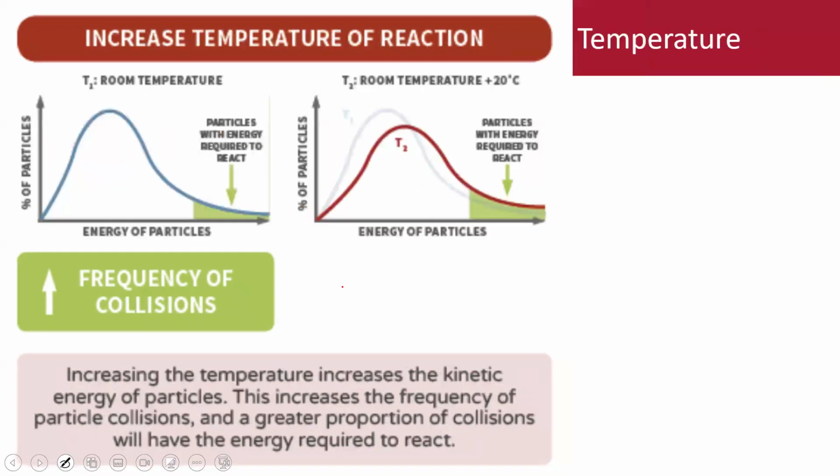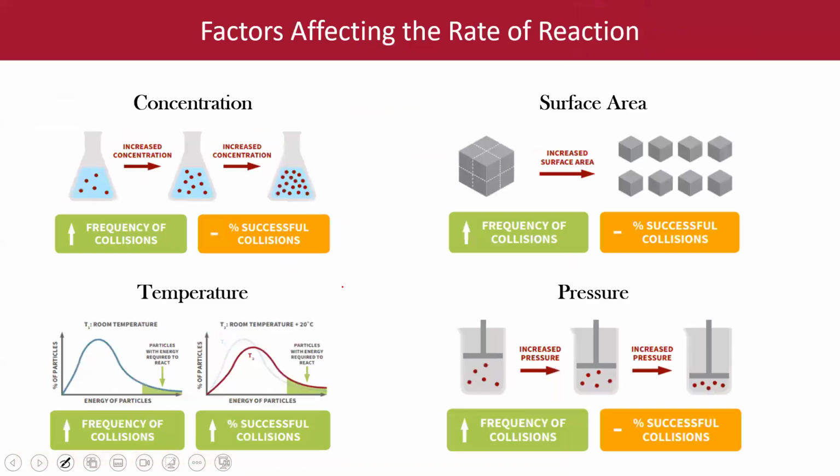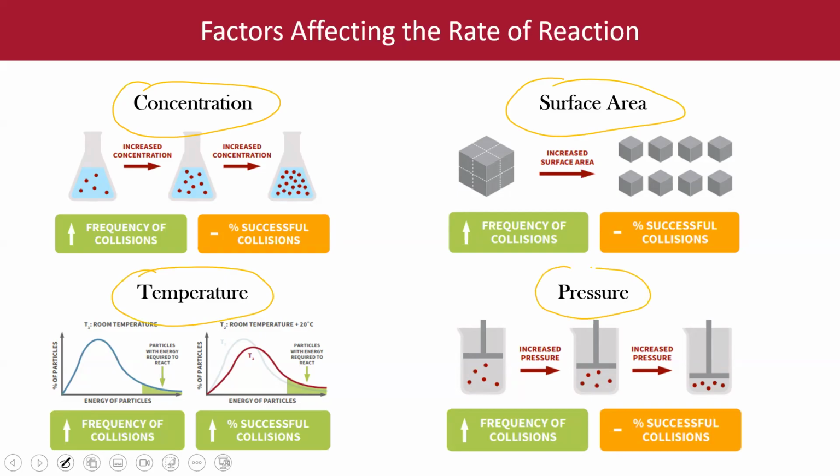So if I just click back on this, 4 factors that affect the rate of a reaction, remember them: concentration, and it's all because you increase the frequency of collisions. Surface area, you increase the frequency of collisions. Temperature, you increase the frequency of collisions. Pressure, you increase the frequency of collisions.